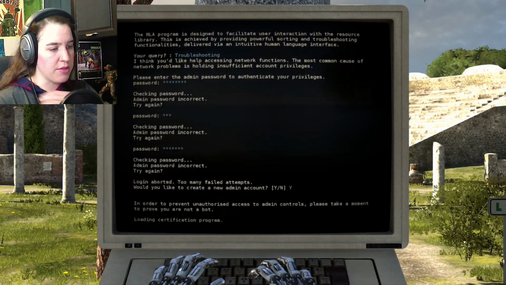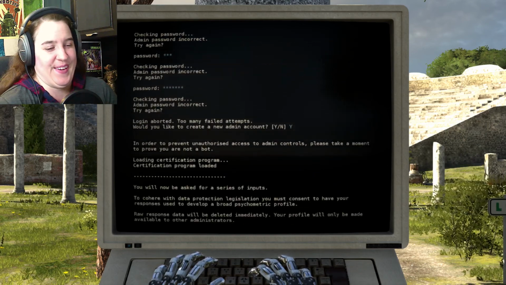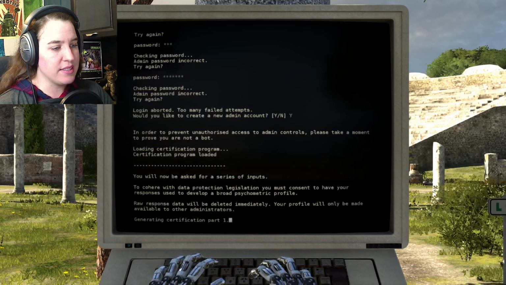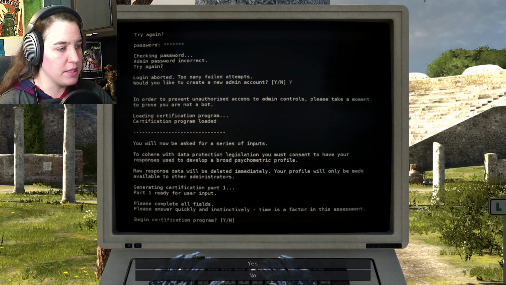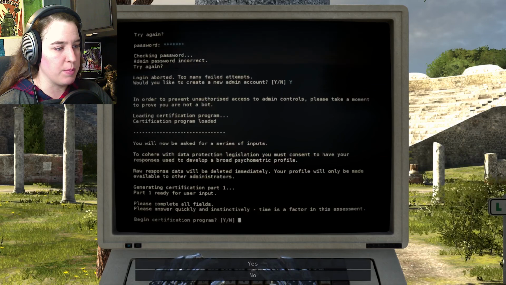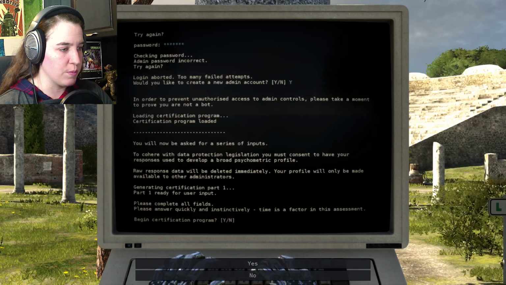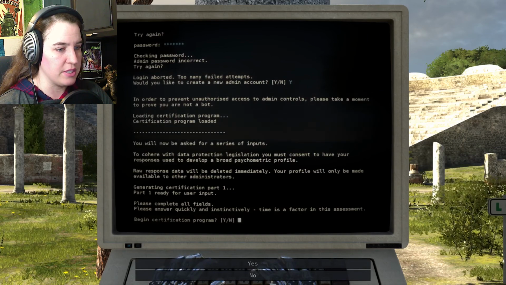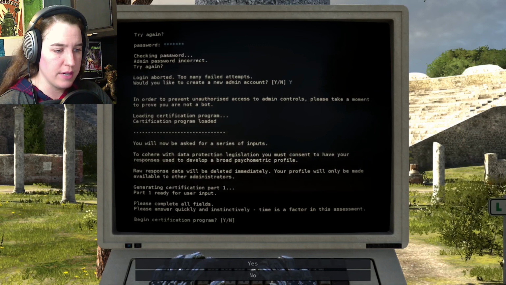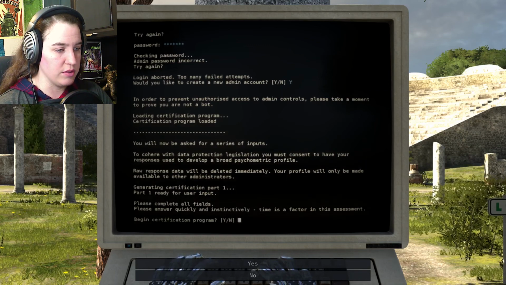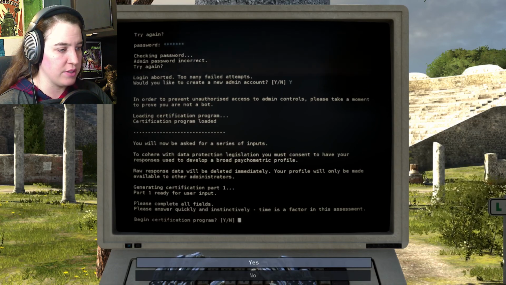In order to prevent unauthorized access to admin controls, please take a moment to prove you are not a bot. Let's see here. You will be asked a series of inputs. To adhere with data protection legislation, you must consent to have your responses used to develop a broad psychometric profile. Raw response data will be deleted immediately. Your profile will only be made available to other administrators. Generating certification part 1. Part 1 ready for user input. Please complete all fields. Please answer quickly and instinctively. Time is a factor in this assessment.